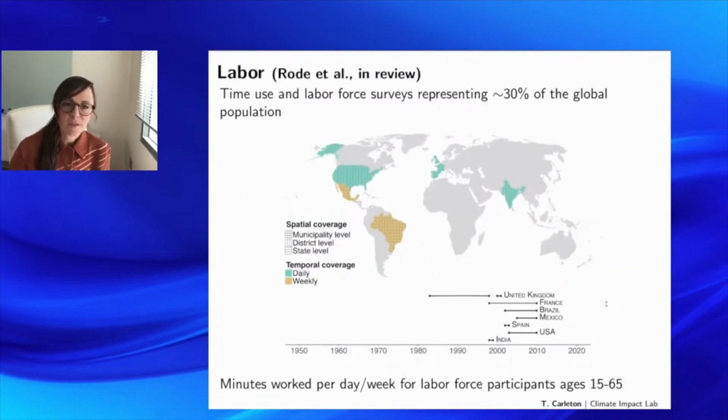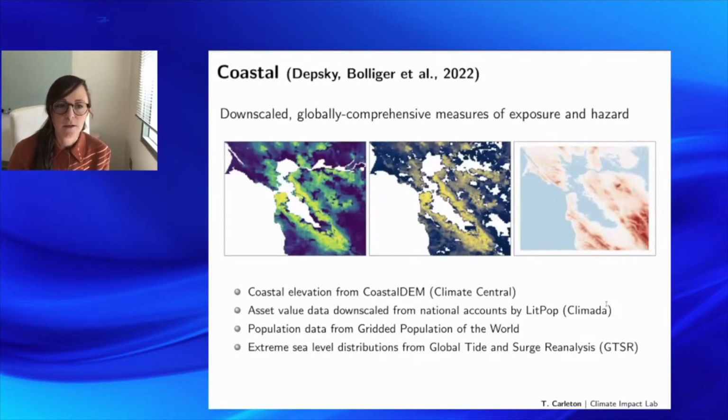In labor, some SCC models think about labor productivity. We're going to think about the disutility that laborers are experiencing when they are faced with extreme heat on the job, and we're going to do that using time use data, where an individual writes down what they do every 15 minutes for, say, a week, and you can get a very precise characterization of how many minutes per day a worker is working. These represent about 30% of the global population, and again, there are important data gaps we're going to have to work to fill. And then our final sector is the coastal sector.